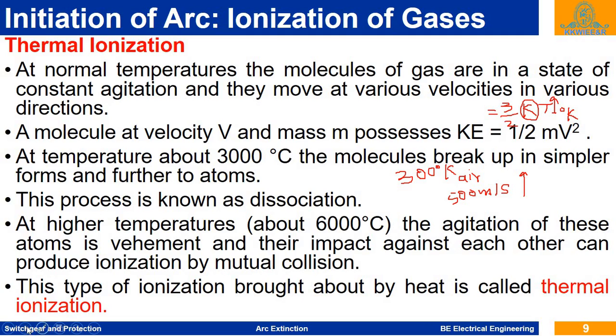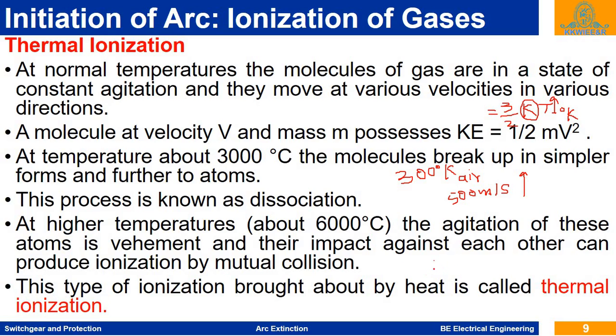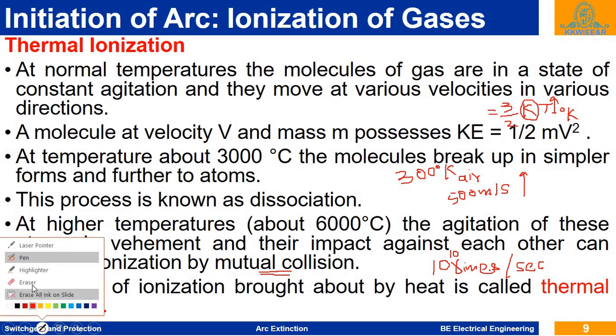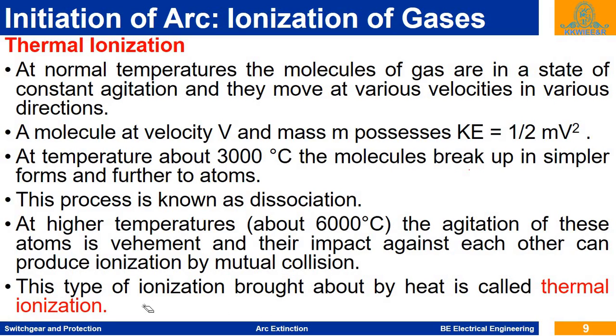The frequency of this collision is 10 to the power 10 times per second. So this is the speed of collision, 10 to the power 10 times per second. At this higher rate they collide with each other. So this ionization is called thermal ionization.